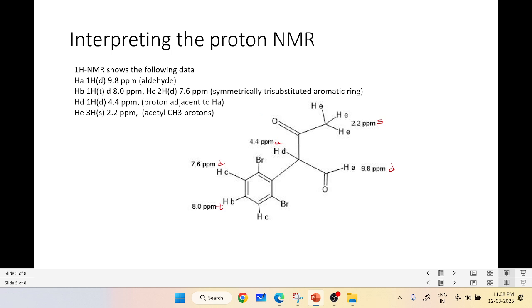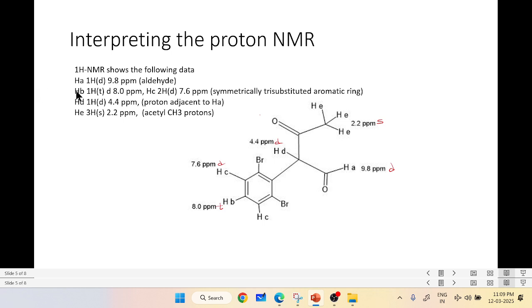Now let's look at the proton NMR. If you see, there are actually 5 signals: HA, HB, HC, HD and HE. HA is a doublet at 9.8 ppm. This is very likely an aldehyde, because the IR has also given us peaks suggesting an aldehyde or ketone, so very likely this is an aldehyde proton. It's a doublet, which means there is at least one proton next to it. That's why it's a doublet.